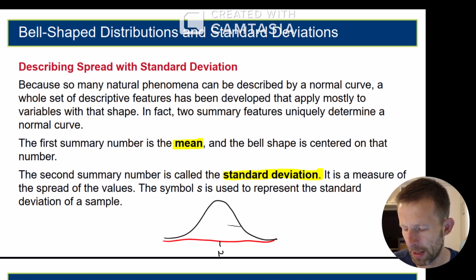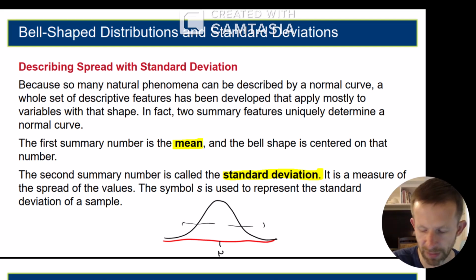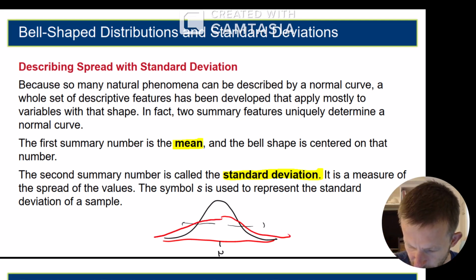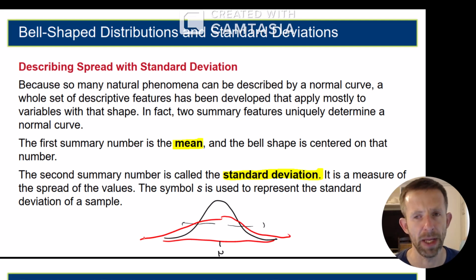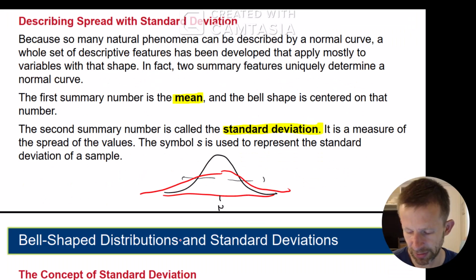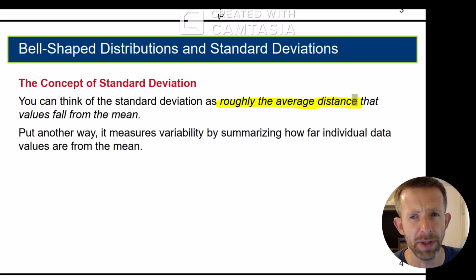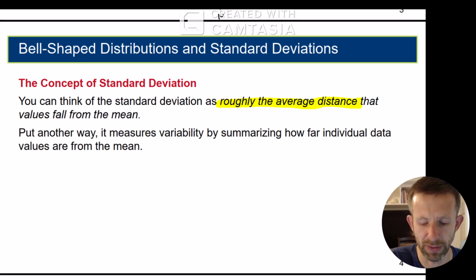And the further out it goes, to the left and to the right from that center, the bigger the standard deviation. So for example, here's another curve, also centered at the mean, but now this one is more spread out, so this one has a bigger standard deviation. The more narrow and concentrated, the smaller the standard deviation; the more spread out, the bigger the standard deviation. You can think of a standard deviation as roughly, on average, how far are the data points from the mean?